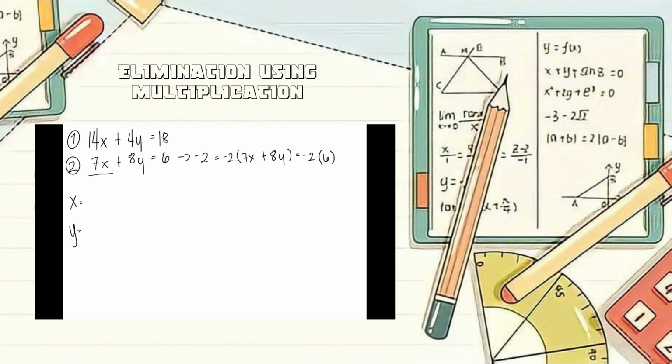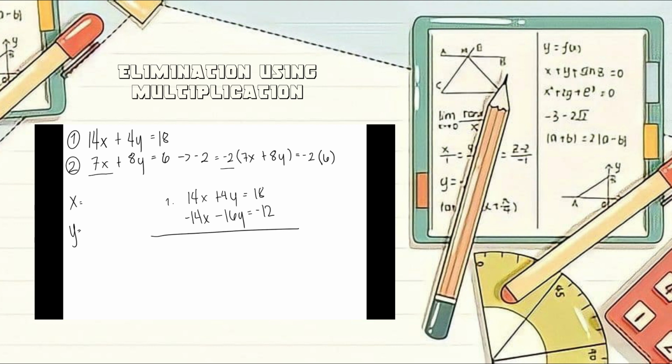So we'll first write our first equation: 14x plus 4y is equal to 18. And then this one, we'll now write this one. Negative 2 times 7x is equal to negative 14x. And then negative 2 times 8y is negative 16y. Is equal to negative 2 times 6, which is negative 12. Okay, and now we will add the two.